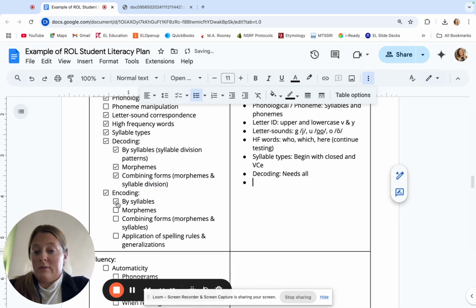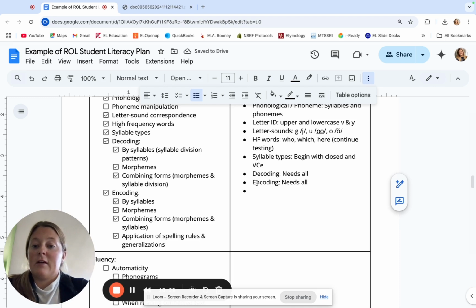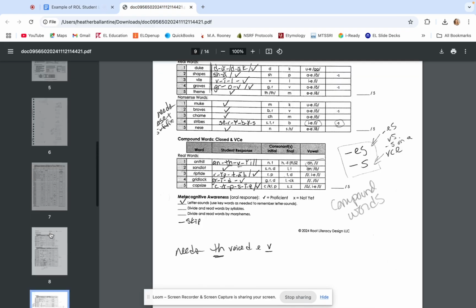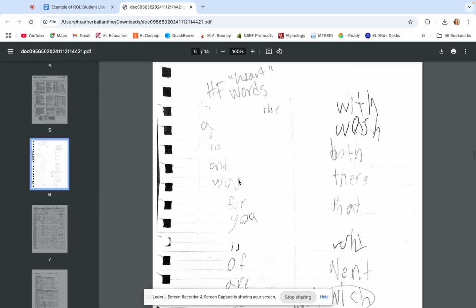Encoding, he also needs all of this. So the encoding is spelling. So I'm just going to put needs all. But that's why he spelled stripes as strips, for example, because he's not doing base plus suffix, so he needs help with that, and he needs help with spelling rules, when to use a C, when to use a K. So those were errors that he was making.